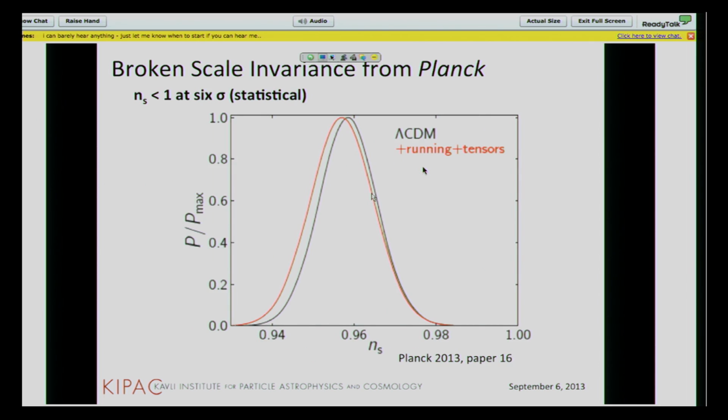So more quantitatively, what does that give us? Well, it gives us a measure of n_s that gives us something less than unity at about 6 sigma, just really from statistical considerations. And that in and of itself is not a terribly new result from Planck. That was the WMAP data; in prior experiments strongly favored these broken scale invariants in the CMB.